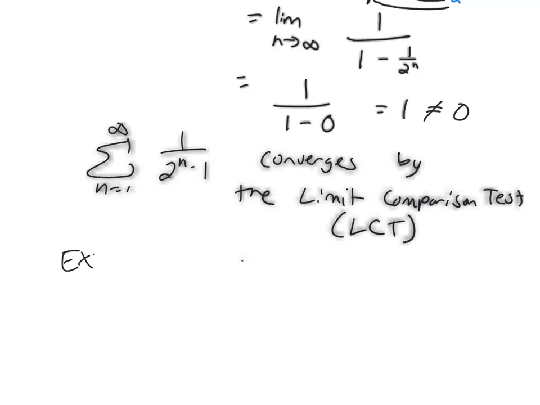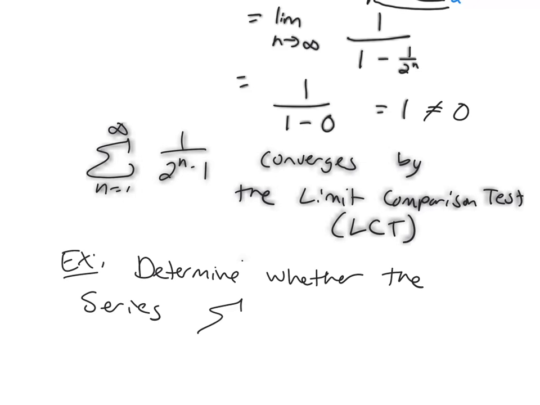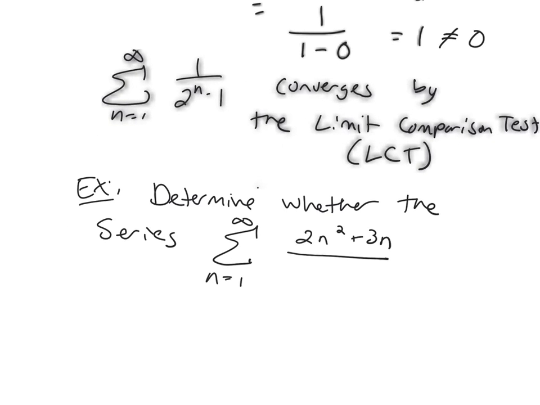An example here. Let's determine whether the series, n equals 1 to infinity, of (2n squared plus 3n) over the square root of (5 plus n to the 5th), converges or diverges.